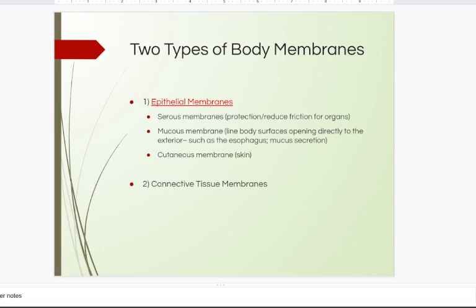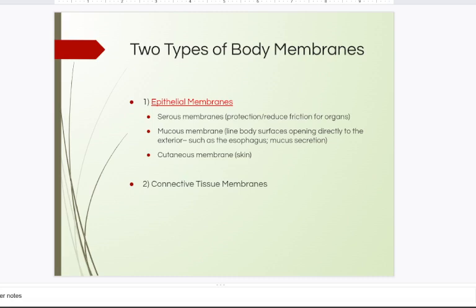We also have mucous membranes made of epithelial tissue, and these line body surfaces opening directly to the exterior, such as the esophagus and the nose and the mouth. And these mucous membranes have, like I said, the specialized function of secreting mucus or other enzymes or other substances that are going to directly aid us in carrying out the functions that those important structures have within our body. And we also have the cutaneous membrane, which is known as our skin, which we'll be diving into a lot in this chapter because that is what the entire integumentary system is about.